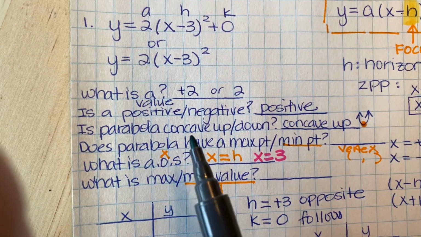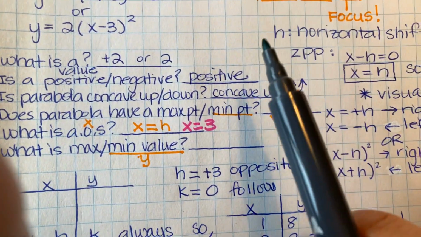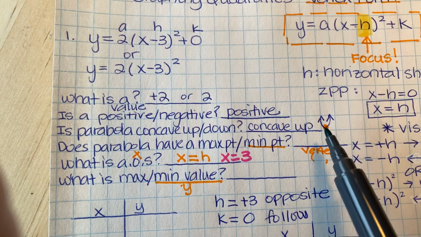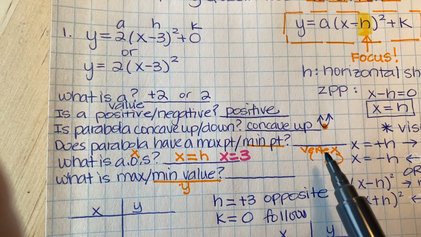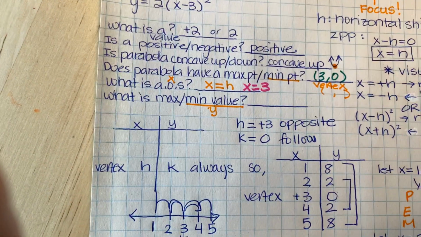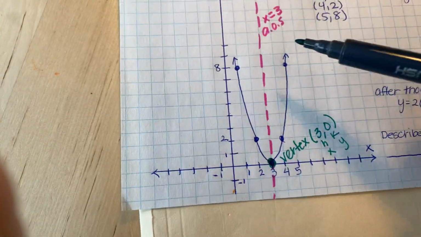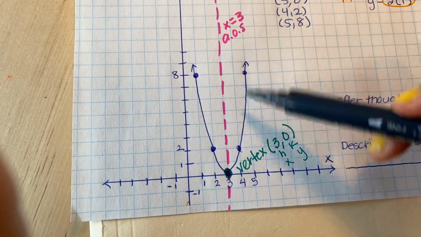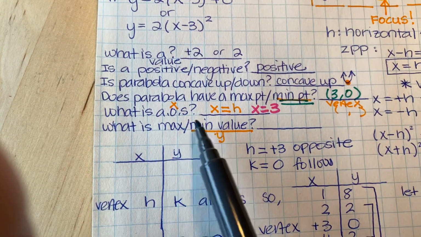Okay, so does your parabola have a maximum or minimum point? If you have a positive or concave up parabola, your vertex is the lowest point. Your maximum or minimum point is always your vertex. So remember, our vertex is 3, 0, and that is our minimum point because it is the lowest point in our parabola. It shoots off to infinity, it goes on forever. There's our lowest point.